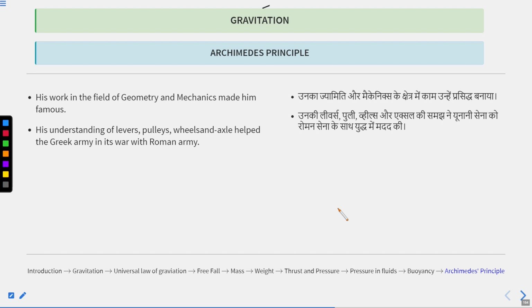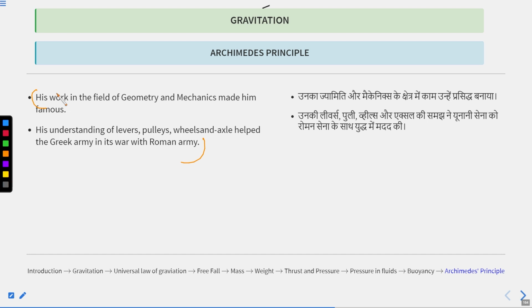Archimedes' work in the field of geometry and mechanics made him famous. His understanding of levers, pulleys, wheels, and axles helped the Greek army in their war with the Roman army. With this information, this chapter is completed. We have learned what Archimedes' principle is: the upward force is equal to the weight of the water displaced by the object.